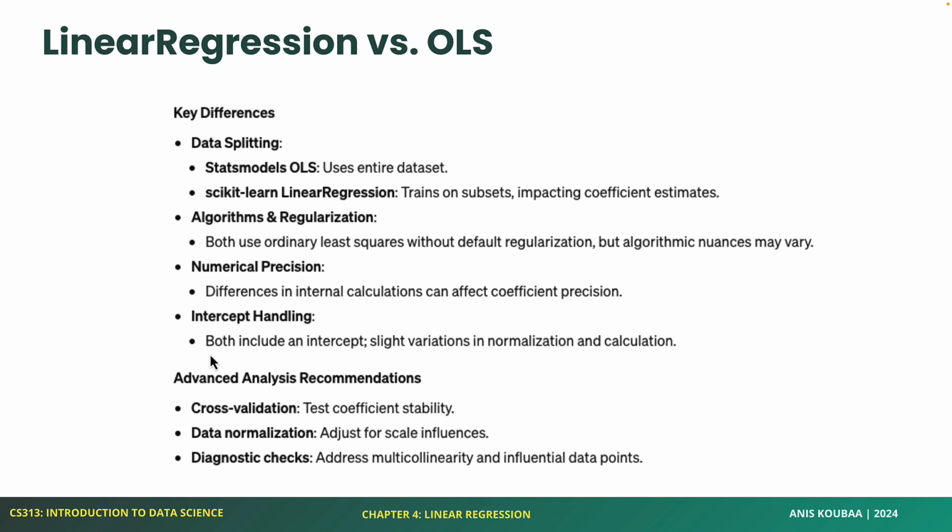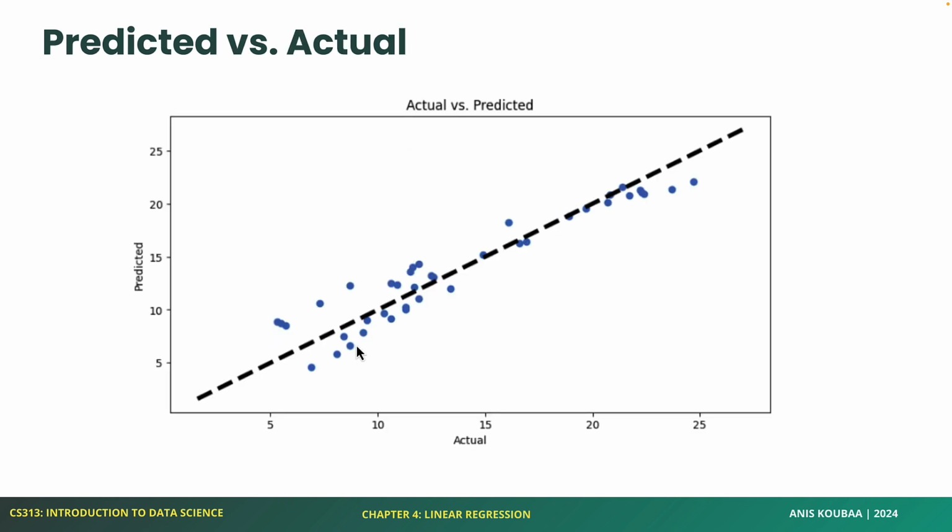So to improve linear regression, we can use cross-validation and data normalization. I didn't use any data normalization here, I just used the raw data. Now this is the visualization of the difference between the actual values and the predicted values. Usually they should all be around the line x equals y, but you have slight variation. This means that the prediction is pretty close to the actual values.